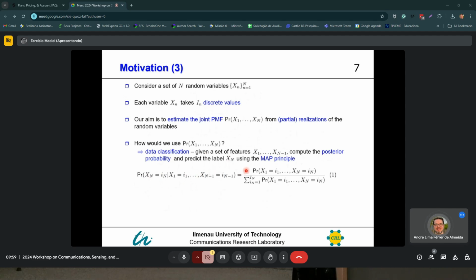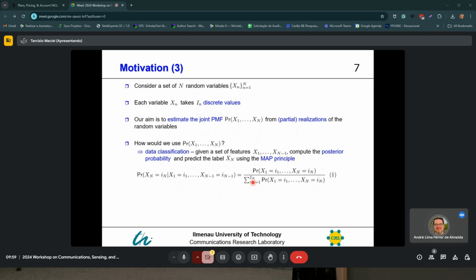So we just take the joint probability of all N random variables and divide it by the joint probability of the known N minus 1 random variables. And this is obtained by summing over all possible values of I_N.